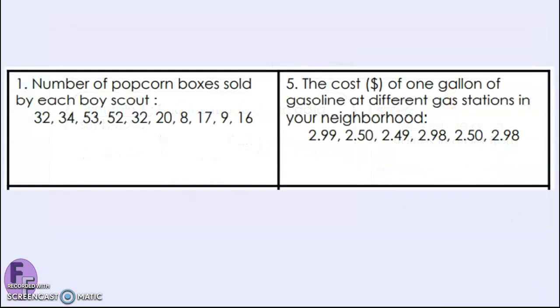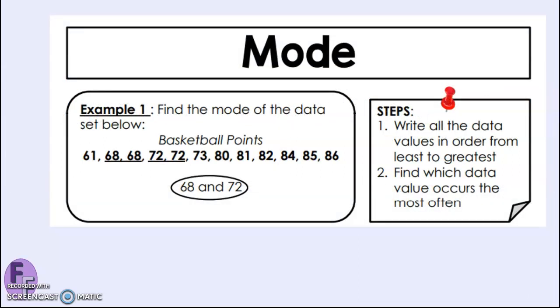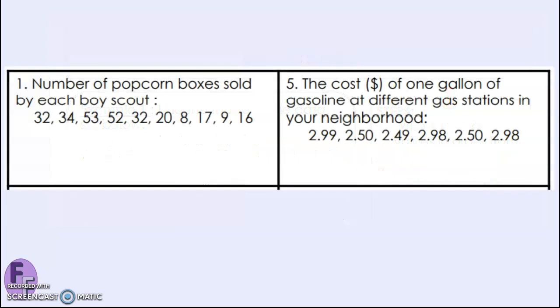Remember, to find the mode of the data set, list the numbers from smallest to largest, and then find the number that occurs the most often. Here's 2 more examples.